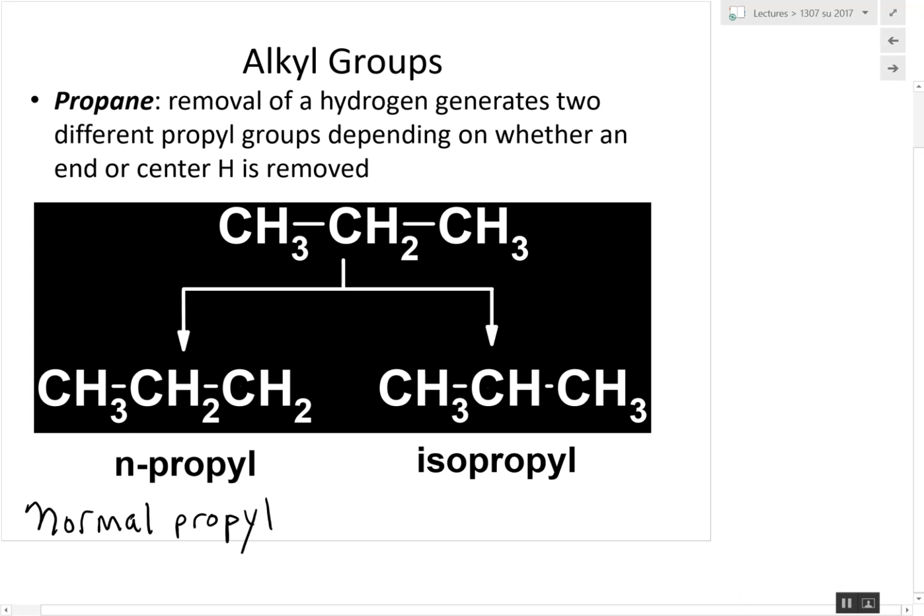And this is where it starts getting a little bit more complicated. We've got a propyl. Now, we can take a hydrogen off of this end right here, and so there would be a place for this to attach to the molecule. That's a propyl group, or N-propyl group, meaning normal propyl group. Why normal? Oh, it's like methyl, it's like ethyl. We've just taken a hydrogen off of the end.